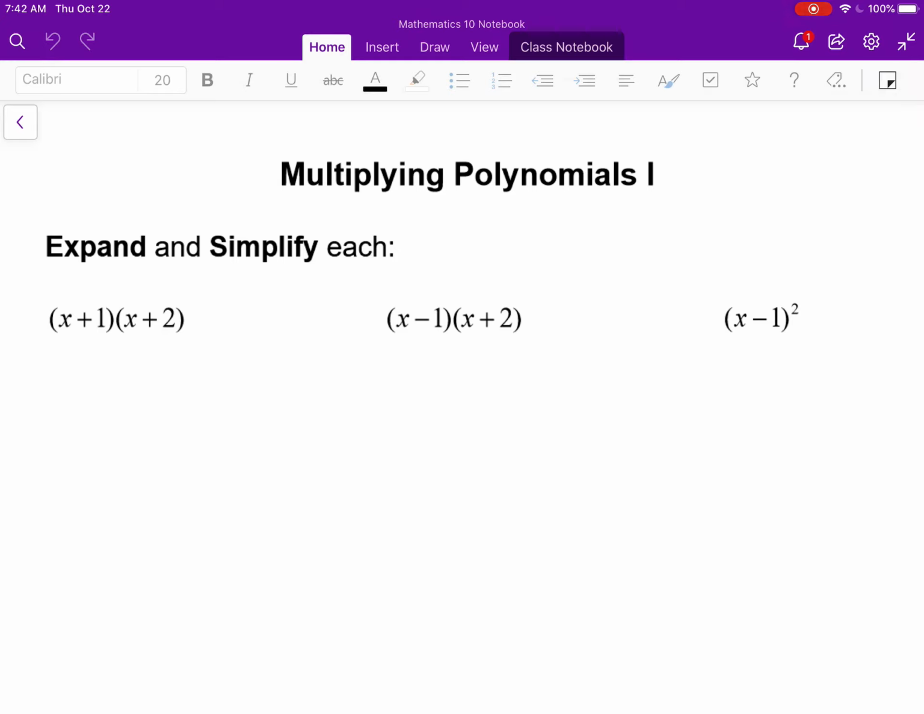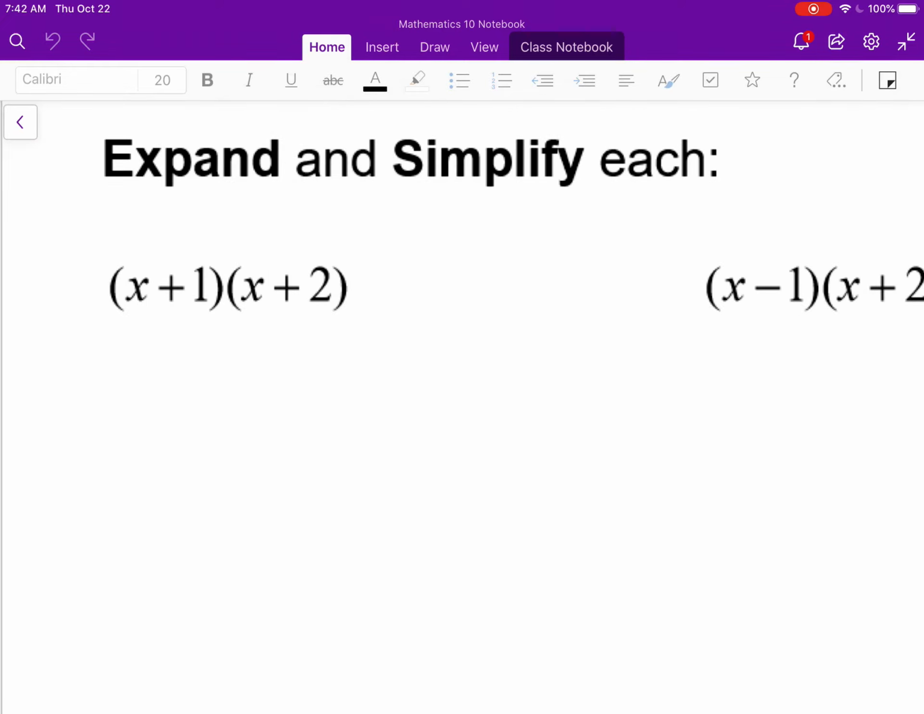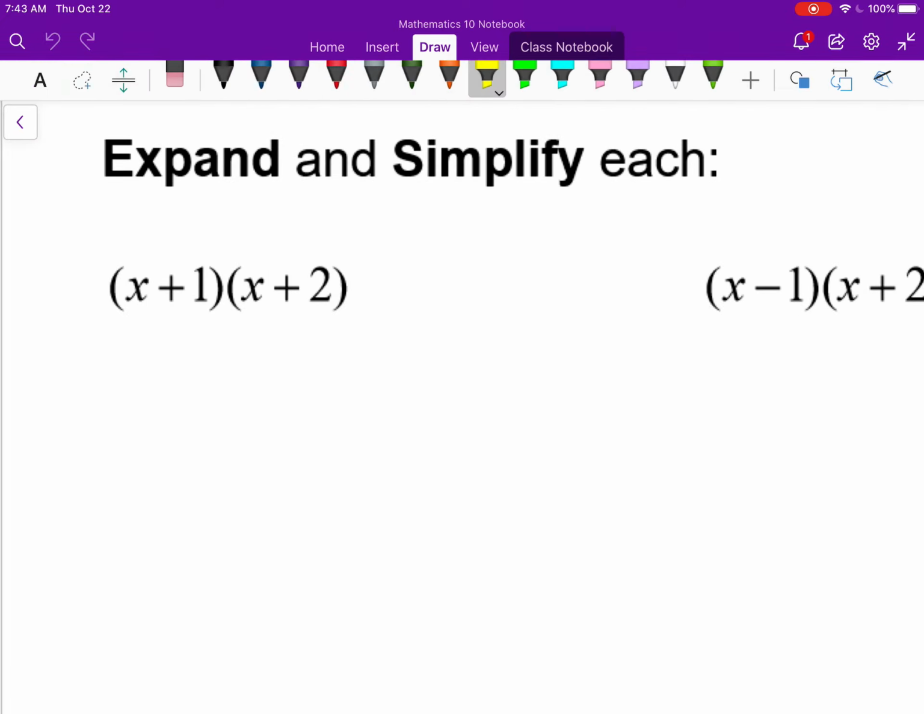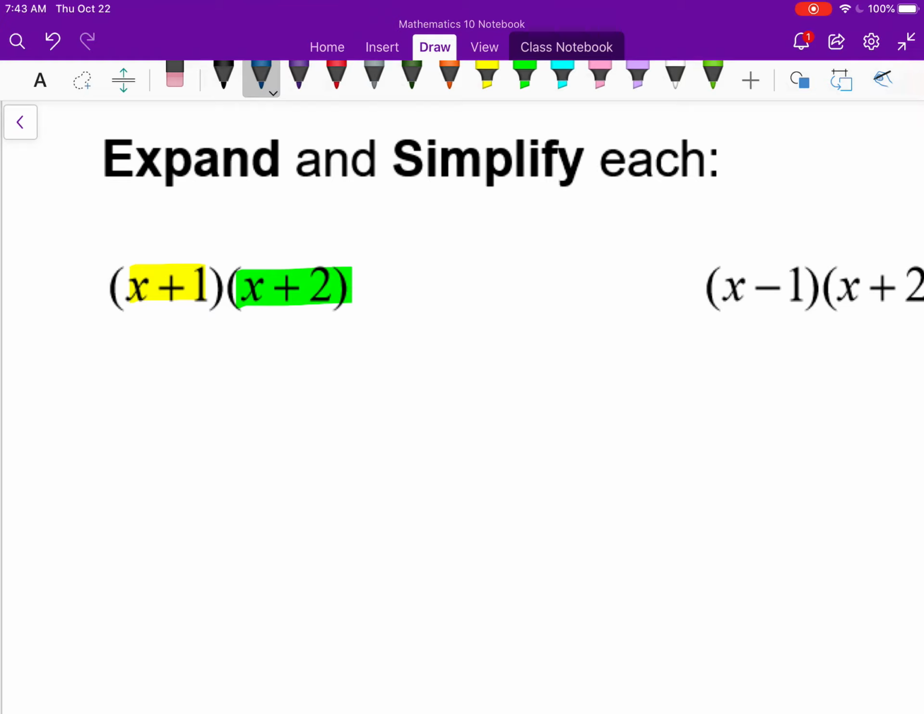ideas. That's it. For each of these, I want to expand and simplify, which means I want to multiply and then collect like terms. And when I say multiply, right here I have x plus 1 times x plus 2. So I'm multiplying two binomials, we call them. Right? This is a binomial, has two terms. This is a binomial. I don't really care too much about the vocabulary, more just that we understand the ideas. And so when I multiply this out, essentially it means everything inside here times everything inside here.